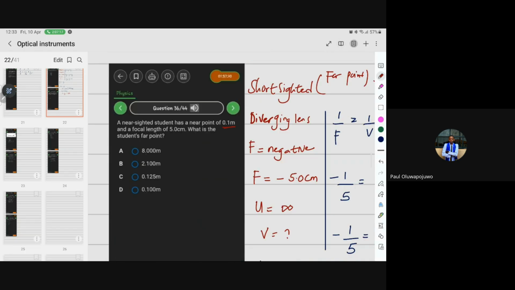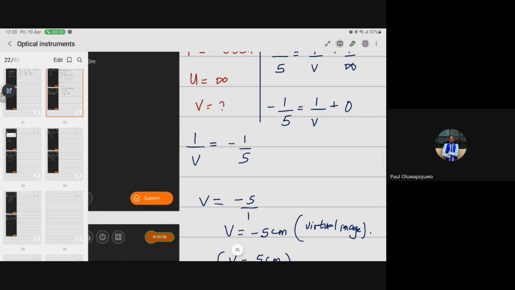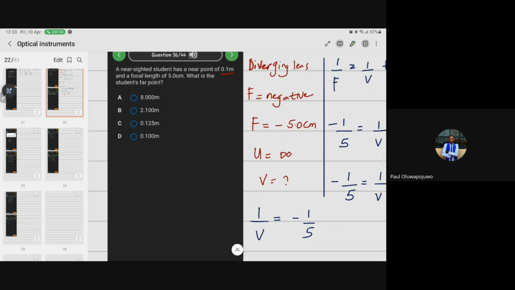So what? My answer is not in the options? Or have I done anything wrong? 1 over V. 1 over V is minus 1 over 5. 1 over 5 is what? It's still the same thing now, isn't it, guys? 1 over 5 will give me minus 0.2. Am I making a mistake here?